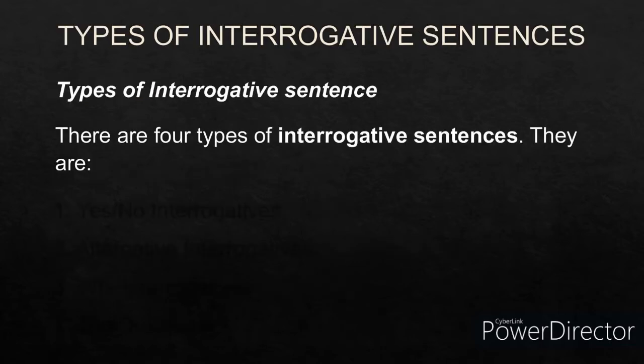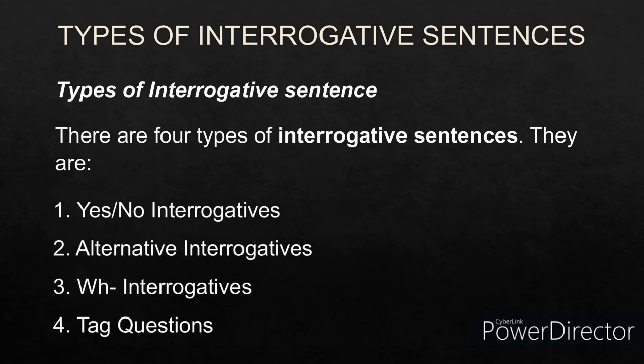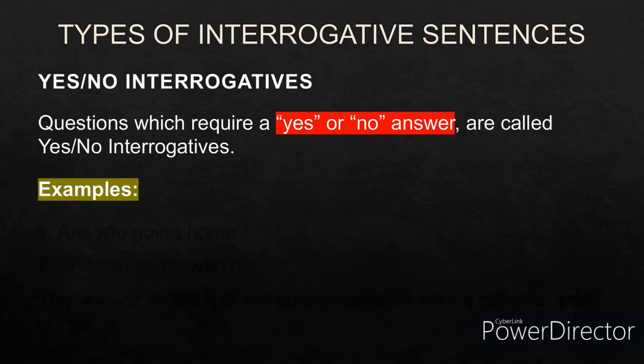Now there are four types of interrogative sentences. Which are they? They are yes-no interrogatives, alternative interrogatives, WH interrogatives, and tag questions. Let us have a look at each one of them in a bit of detail. Now, yes-no interrogatives require a yes or no answer. If you get a yes or no answer, then those questions are yes-no interrogatives.